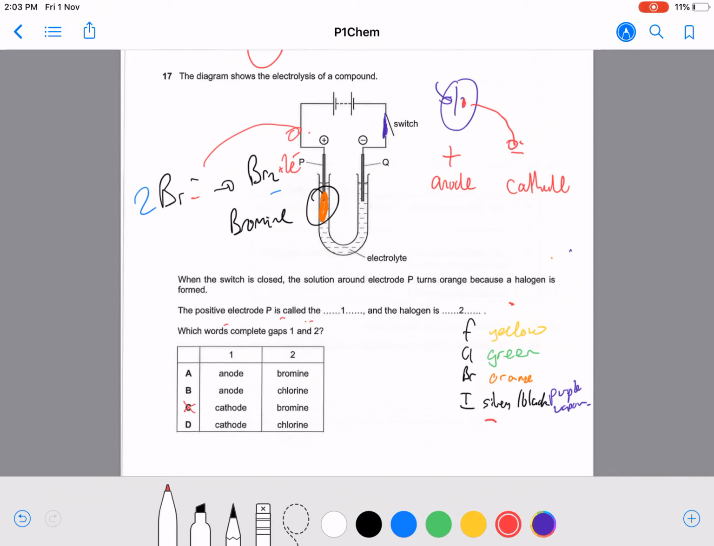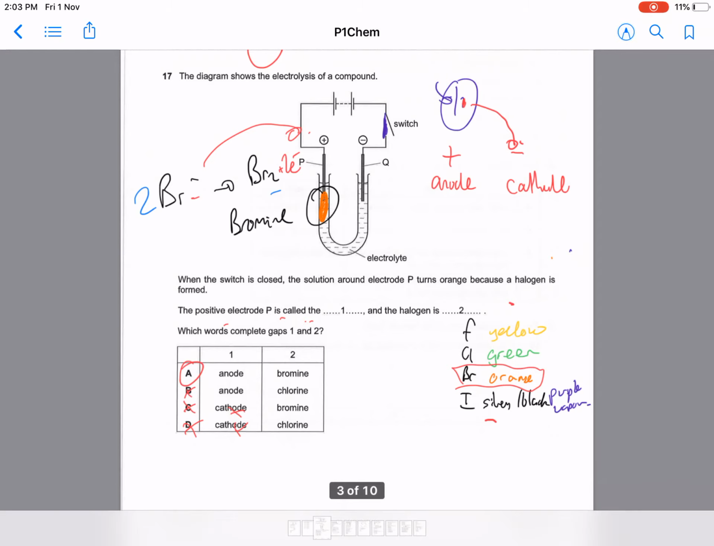So it's not that one, and it's not that one, because they say cathode. And the halogen is orange, which is our bromine. So it's not that one. The answer is A.